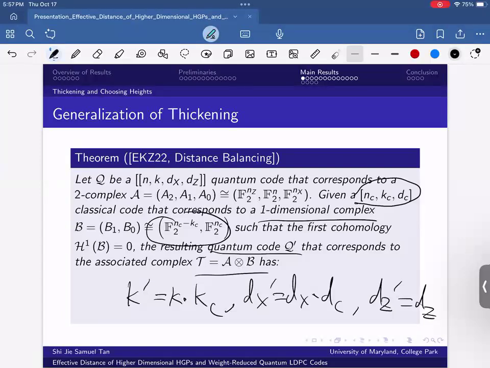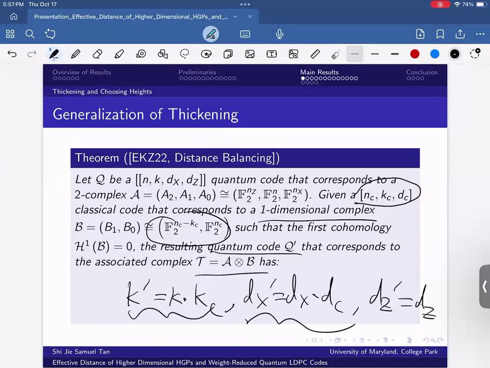The idea is that if you choose a good classical LDPC code and you tensor product it with a so-so kind of quantum code, you can actually make its distance pretty nice in one dimension. And then you can make the logical qubits pretty nice too.